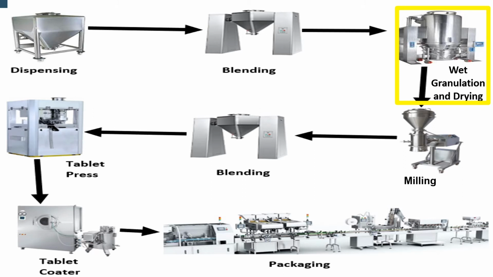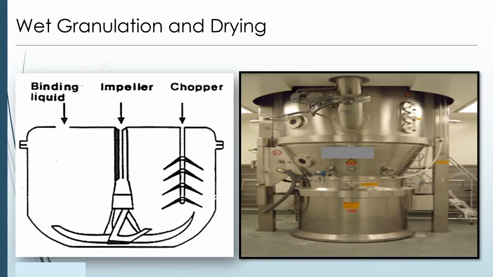The next step in the wet granulation process is the wet granulation itself, followed by drying. In wet granulation, powders are bound together using a liquid solution or suspension binder. The purpose of this step is to turn the fluffy powder into a granular powder to allow it to mix and compress better as we move to the next steps of the process.